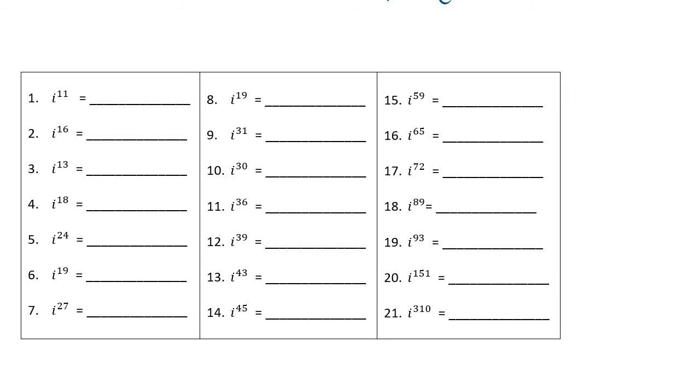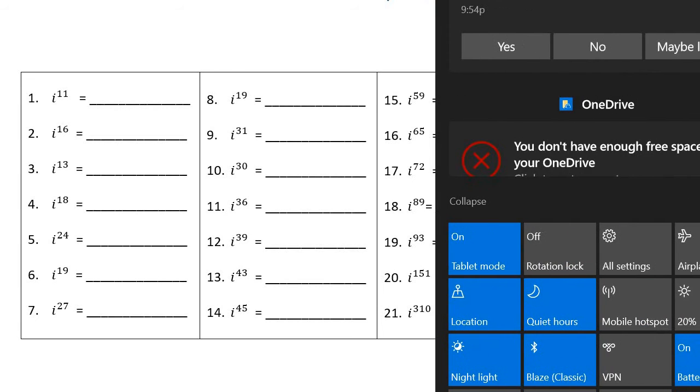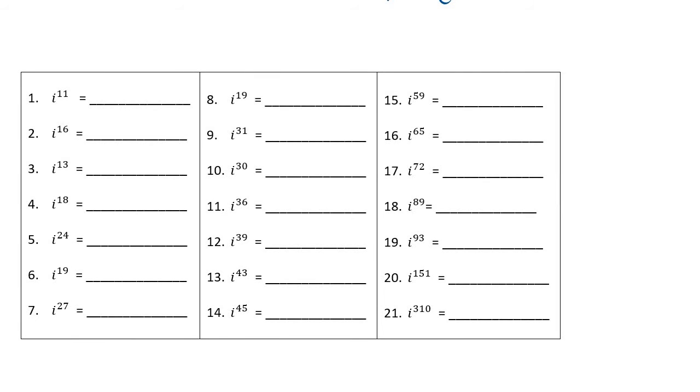So if I want to know what's going to be the value of i to the power of 11, all I need to do is make a little sketch of the axis, the real axis and the imaginary axis, and then think about how many times I have to go around until I get to 1. So 4 rotations will get me to 1.